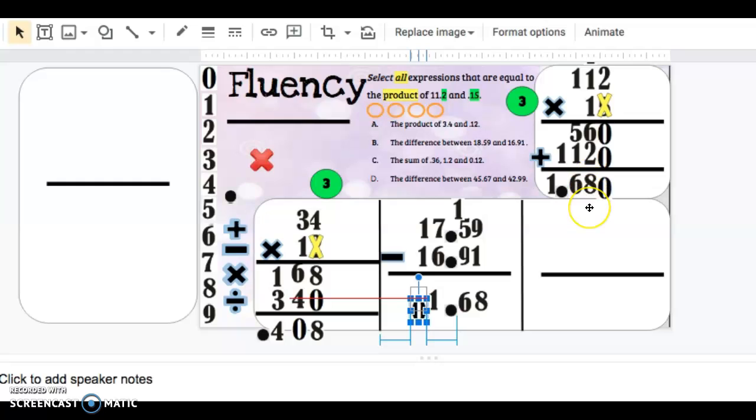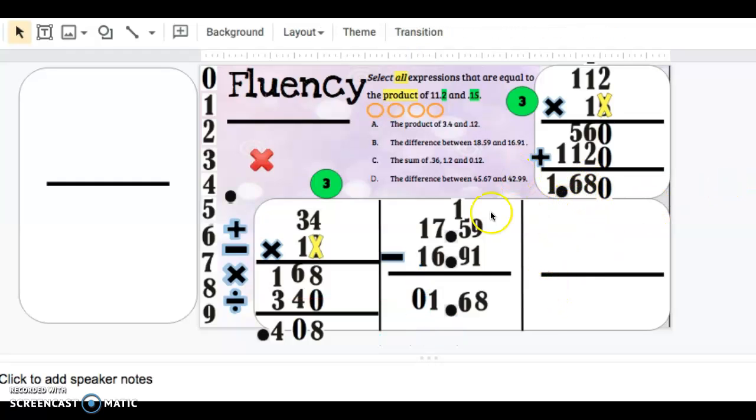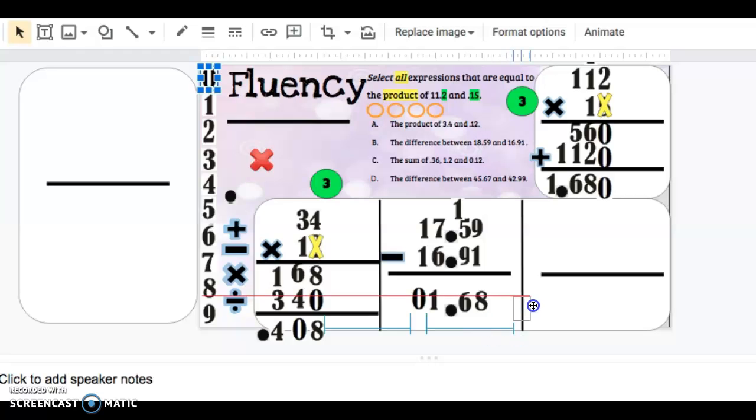Not the answer. Oh, but let's look here. 1 and 68 hundredths. Now, this is a trick one. I almost missed it, but you have a 0. I could put as many zeros as I wanted behind our decimal point. It does not matter how many zeros. I can add 100 zeros if I wanted to.